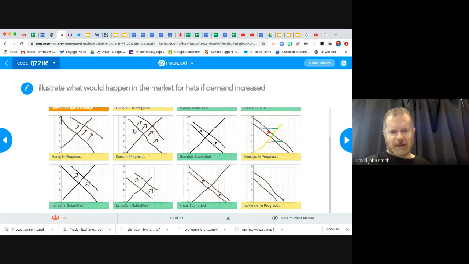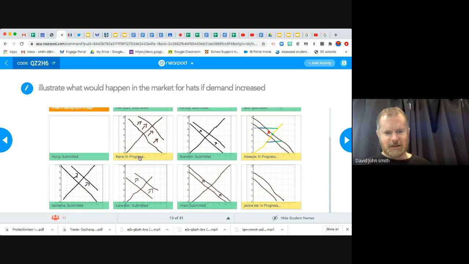Try and work out what's happening on the axis here. So the original equilibrium price is here. Now you've got an equilibrium price up here. The original equilibrium quantity was here. Now you've got an equilibrium quantity here. So there's been an increase here in quantity and an increase here in price.